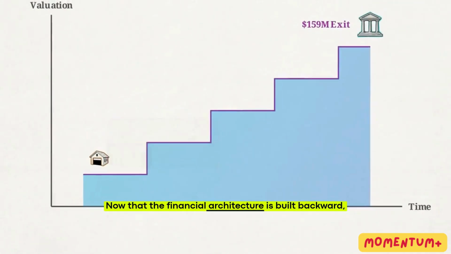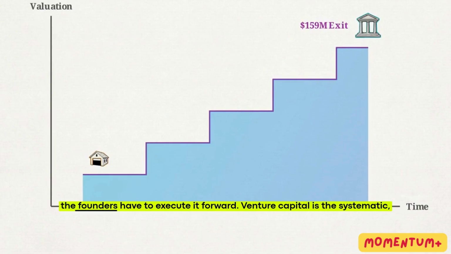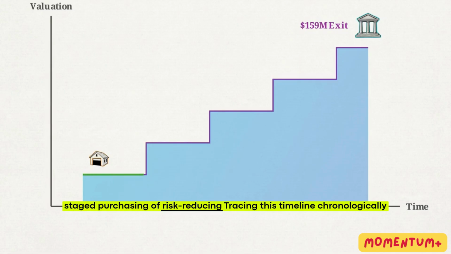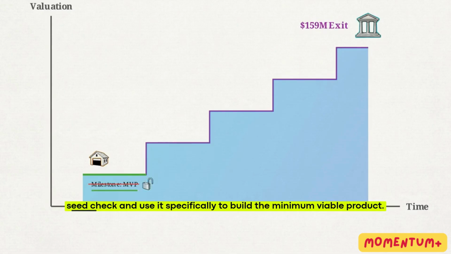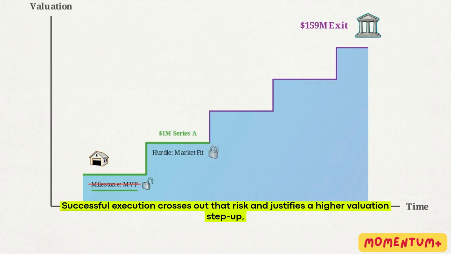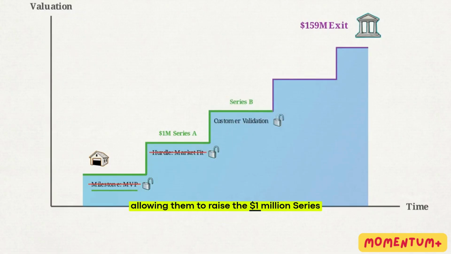Now that the financial architecture is built backward, the founders have to execute it forward. Venture capital is the systematic, staged purchasing of risk reduction. Tracing this timeline chronologically shows how it operates in reality. The founders take that initial $250,000 seed check and use it specifically to build the minimum viable product. Successful execution crosses out that risk and justifies a higher valuation step-up, allowing them to raise the $1 million Series A to tackle the next hurdle.